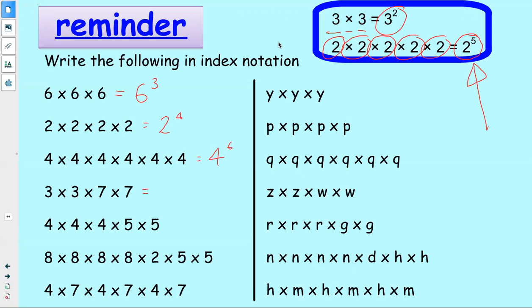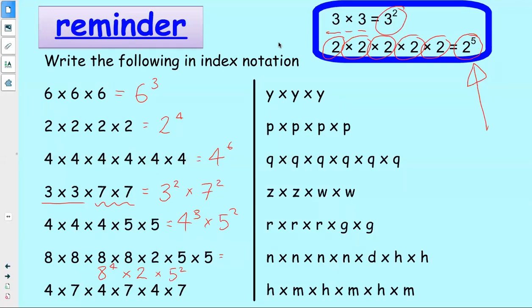Next one, now there's 2 different numbers here, so we'll deal with the 3's and then we'll deal with the 7's. So 3 times 3 is the same as 3 squared, multiplied by, and 7 multiplied by 7 is 7 squared. And that's how you would leave it. Next one, be 4 cubed, multiplied by 5 squared. Next one would be, right underneath, 8 to the power of 4, multiplied by 2, multiplied by 5 squared.